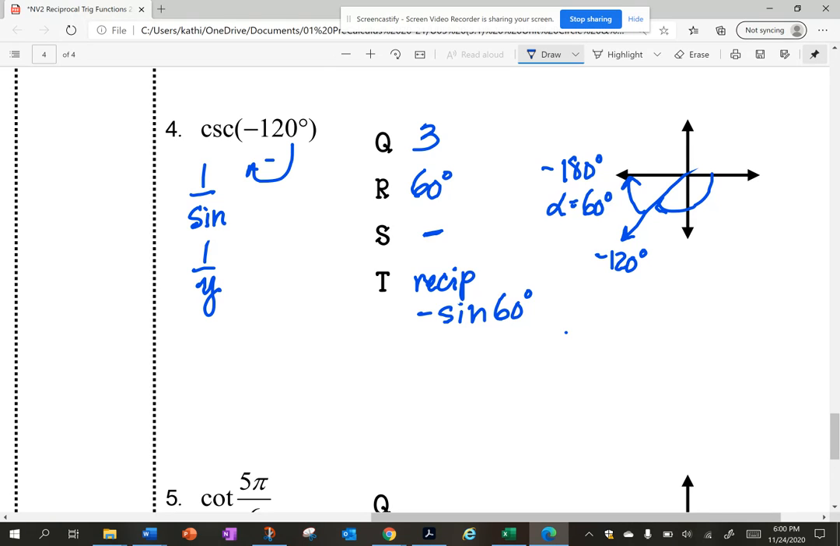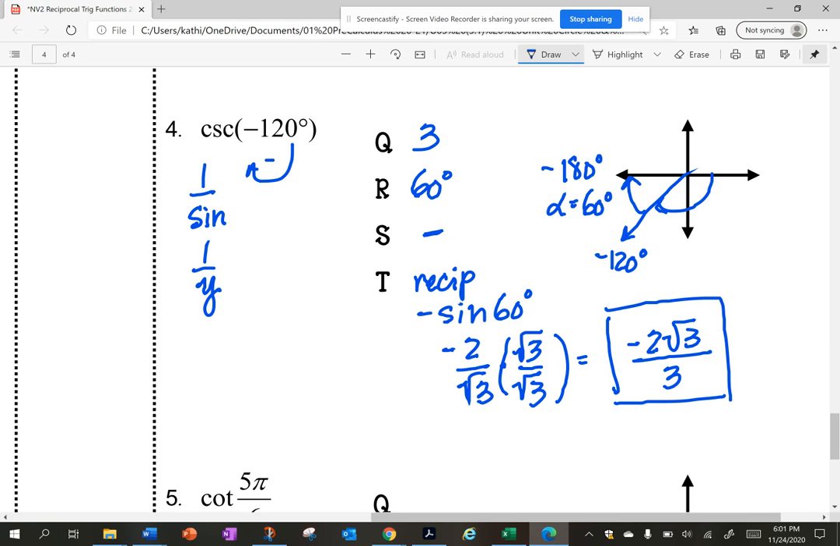So this is going to be the square root of 3 over 2, but I want the reciprocal. So this is going to be negative 2 divided by the square root of 3. And I have a radical in the denominator, so I need to rationalize my denominator. So I'm going to multiply times 1 in the form of square root of 3 over square root of 3. So this is going to be negative 2 times the square root of 3 over 3.